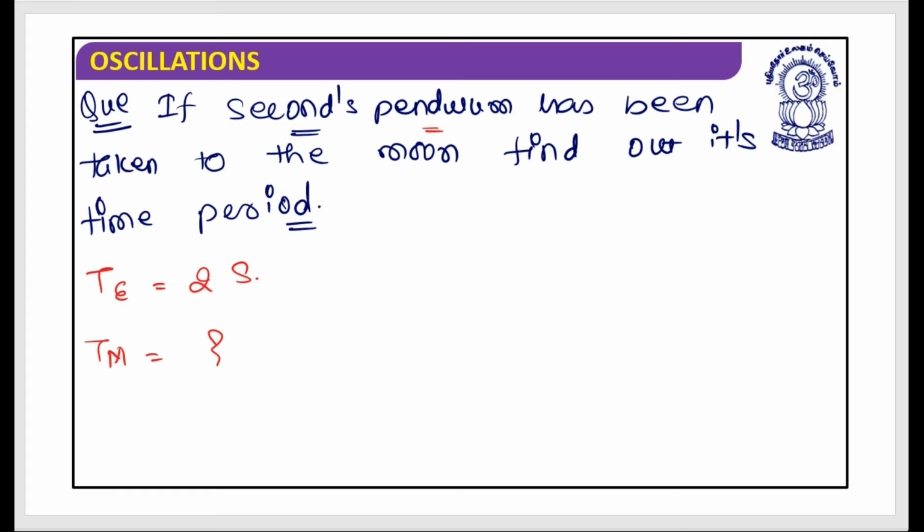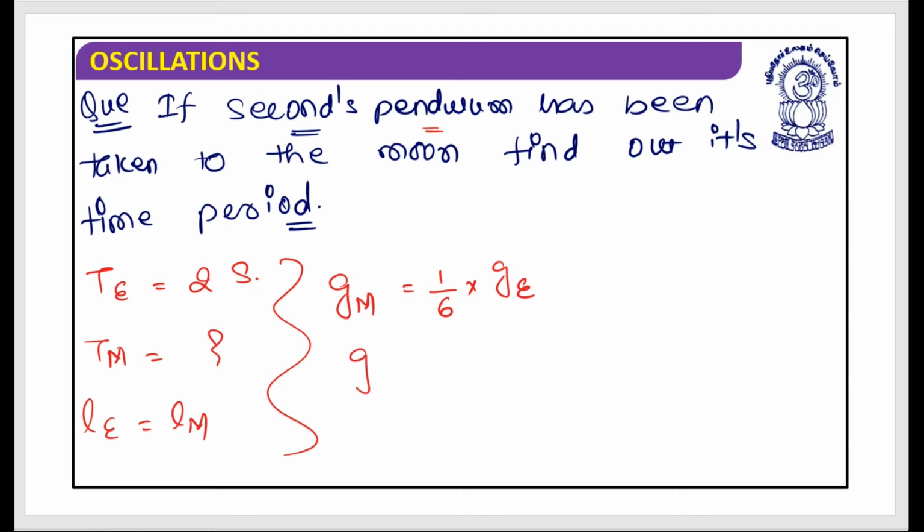What actually varies? If you shift your pendulum to the moon, length does not change. So length on the earth and length on the moon would be the same. Only the g will change. And as we know, the acceleration due to gravity on the moon is 1/6 of the acceleration due to gravity on the earth. So this is Gm by Ge, that is equal to 1 by 6. I hope this is clear. Is it clear? Any doubts? No? Great. So let's work for it.